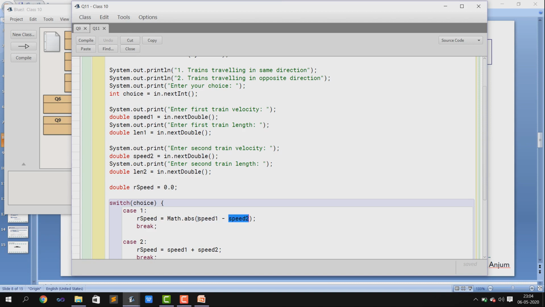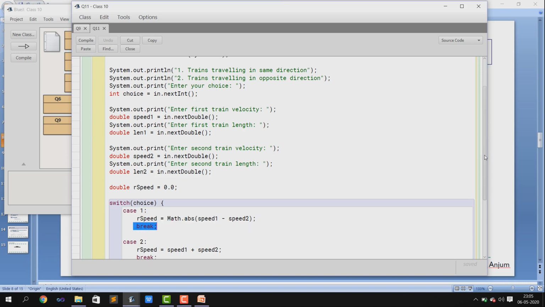In case speed 1 is greater than speed 2, then this mathematical expression will give you a positive value. But in case speed 1 is less than speed 2, it is going to give you a negative value, and that is why we are using Math.abs, so that in case a negative value comes, it becomes positive. This much only we have to do in case number 1. So again we are going to apply the break statement.